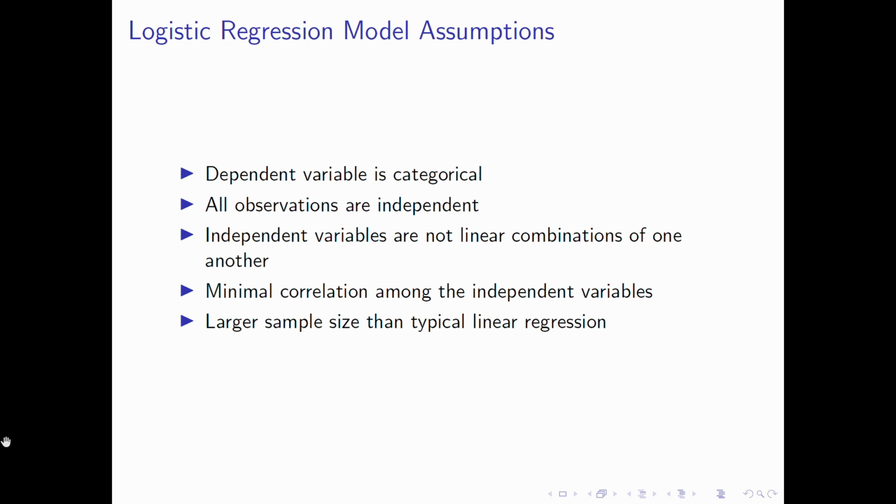The model assumptions for logistic regression are as follows. The dependent variable needs to be categorical. It's basically something that can be split into a binary 1 or 0. All observations must also be independent, and the independent variables must not be linear combinations of one another, as this will lead to correlation issues among the independent variables. And a larger sample size than linear regression is also required.